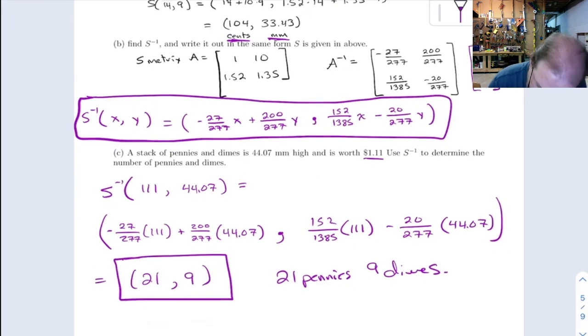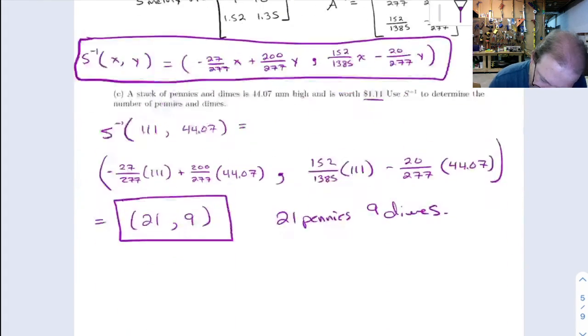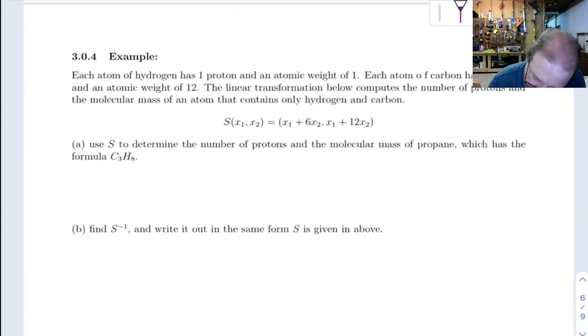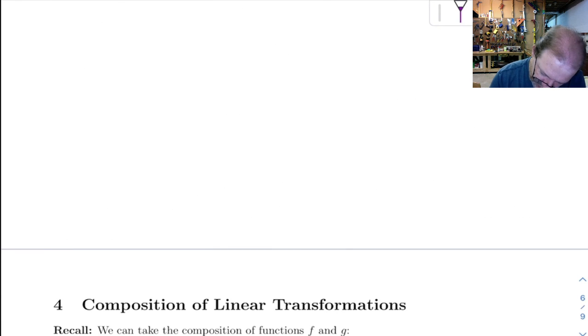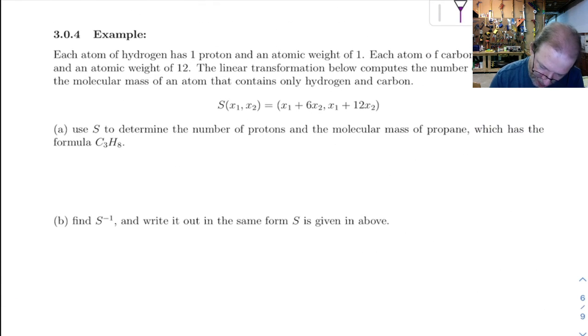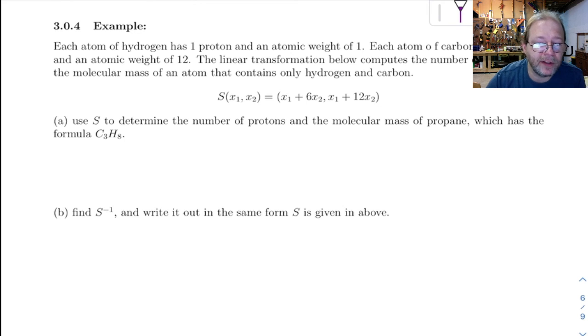But anyway, that's it. Example 304 is practically the same question, except it's dealing with carbon and hydrogen. I'm not going to work it. It's essentially the same problem. So let's see. Do we have anything else in this part? No. All right. Well, that's it for this part of the lesson.